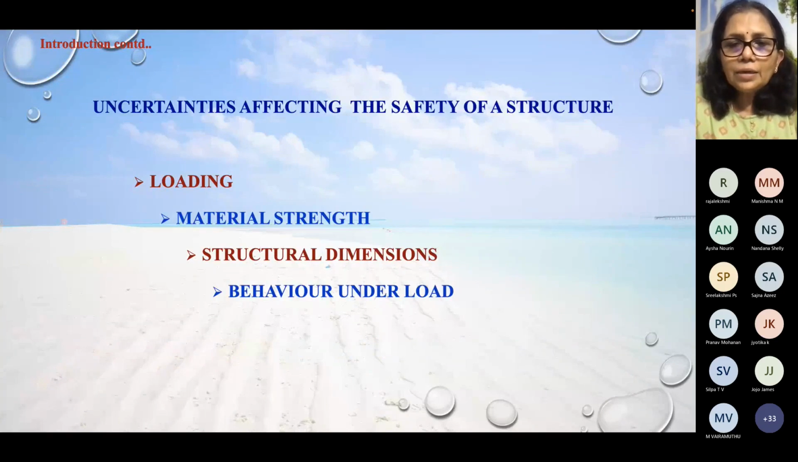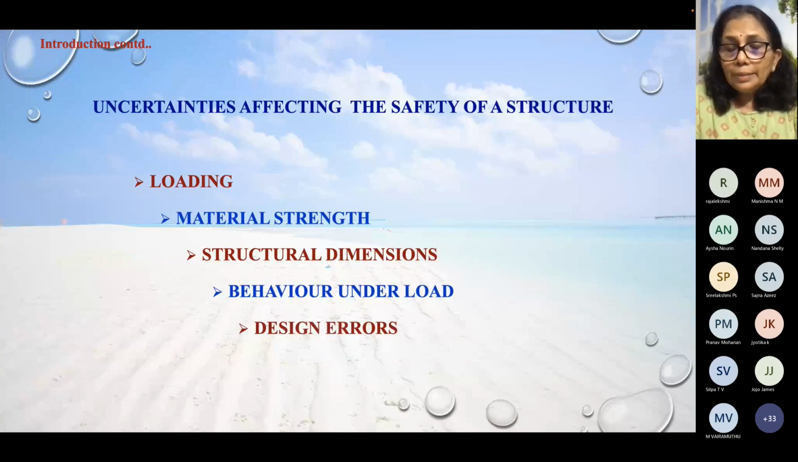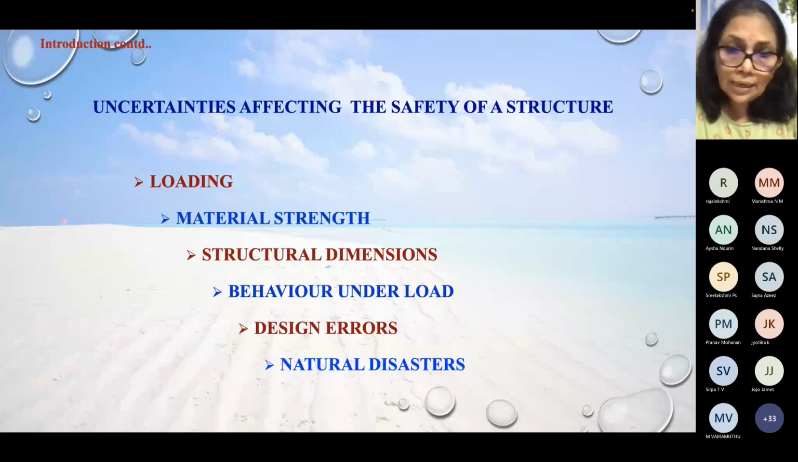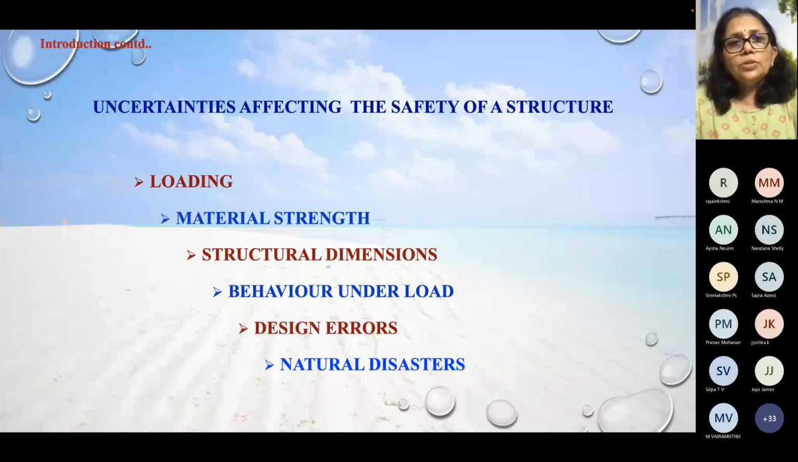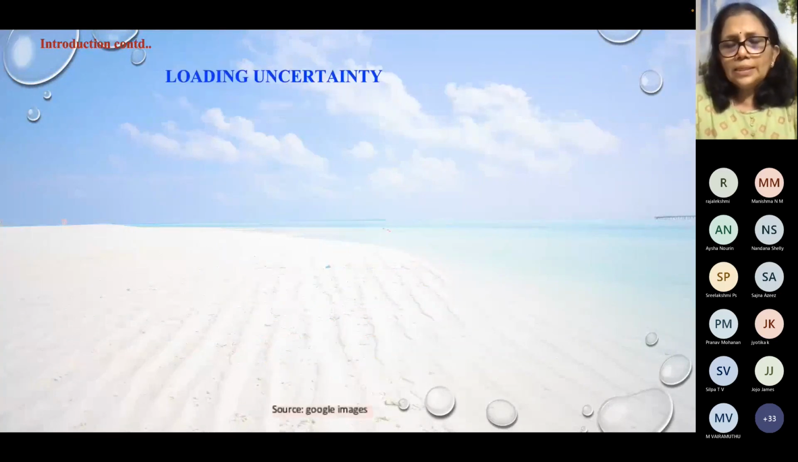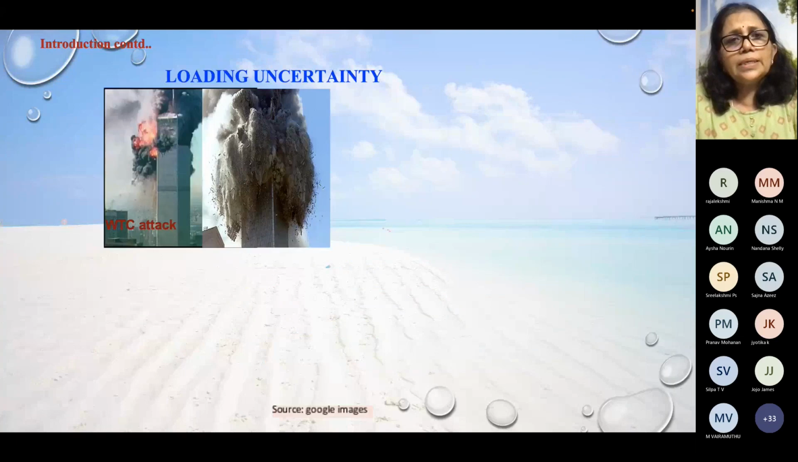And the behavior of the structure under various loads. There will be design errors. And there will be natural disasters. There are man-made disasters and natural disasters also. So these are the uncertainties which will affect the safety of a structure, even though you design for all the load combinations. I just covered some of the topics here in the loading uncertainty.